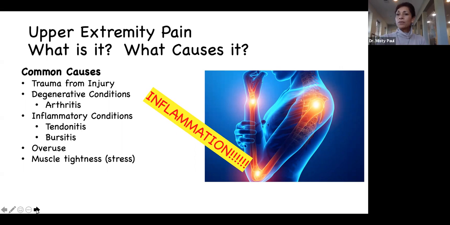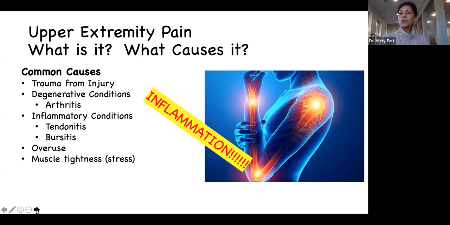It's also different types of arthritic conditions. Degeneration not only occurs in our spine, but it can also occur in our shoulders and elbows and wrists and hands. And of course, it's this degeneration that causes inflammation, and that may be giving you some problems.